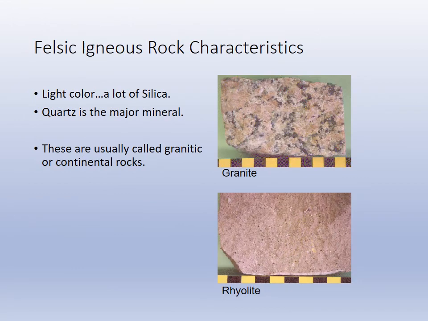So we'll start off with the light-colored felsic rocks, continental in origin. They're called granitic rocks. Granite is a type of granitic rock with large grains. Rhyolite is a type of granitic rock with fine grains. So one forms deep in the earth, one forms at the surface, same chemical composition, both felsic igneous rocks.